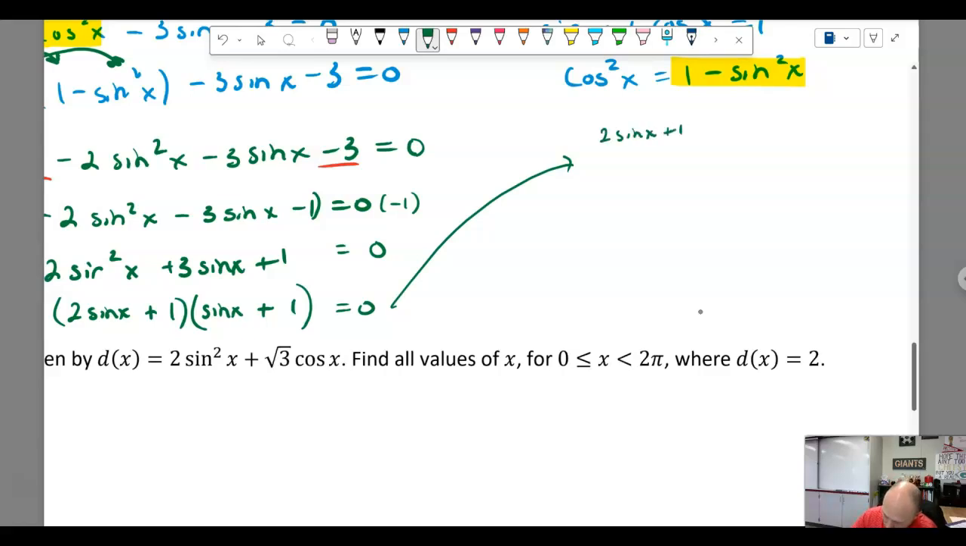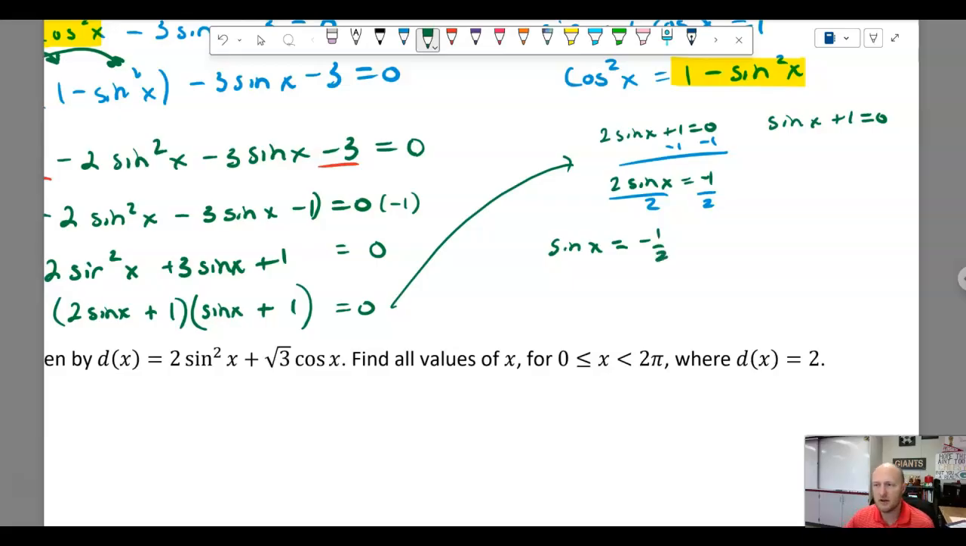2 sine x plus 1 equals 0, and sine x plus 1 equals 0. So I'm going to solve these. I'll subtract 1 on each side. We get 2 sine x equals negative 1, right? Then we'll divide by 2. And so I get sine x equals negative 1/2. I want my y value to equal negative 1/2. This is going to be a pi/6 angle, but it's negative, so that's going to be in the southern hemisphere. So 7 pi/6 and 11 pi/6.